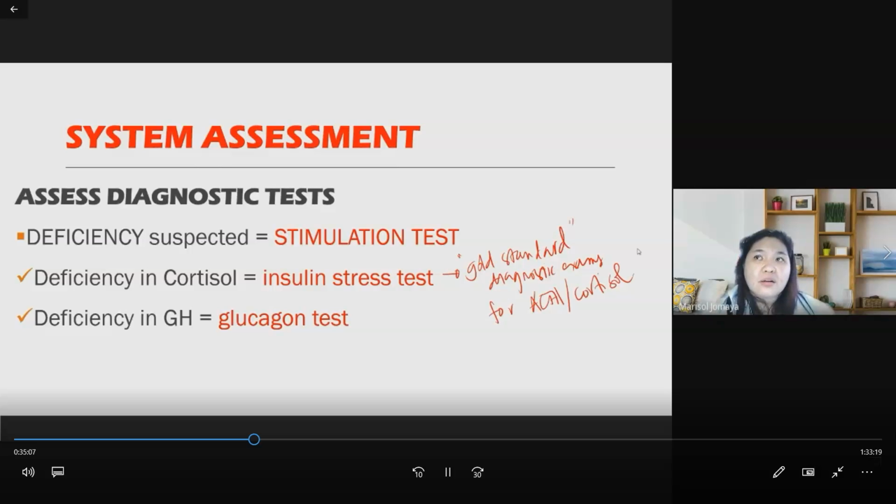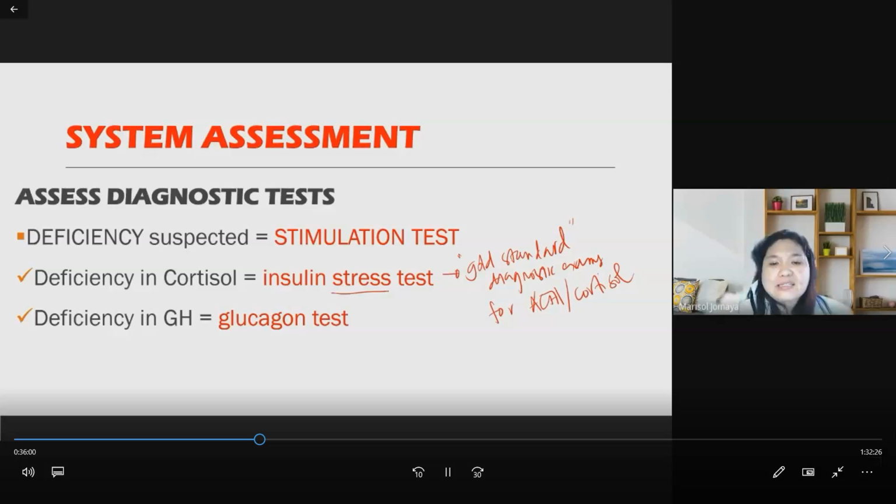Because you want to know if the client really has a deficiency in cortisol, or if the body is able to produce cortisol. If nothing comes out, it means it is very true that there is a deficiency in your cortisol. In your insulin stress test, you will have blood extraction 4 times, if I'm not mistaken. In OGTT it's three times because of 60, 90, and 120, but in insulin, every 30 minutes: 30, 60, 90, and 120 minutes, our medtech extracts blood after the client has been given insulin.